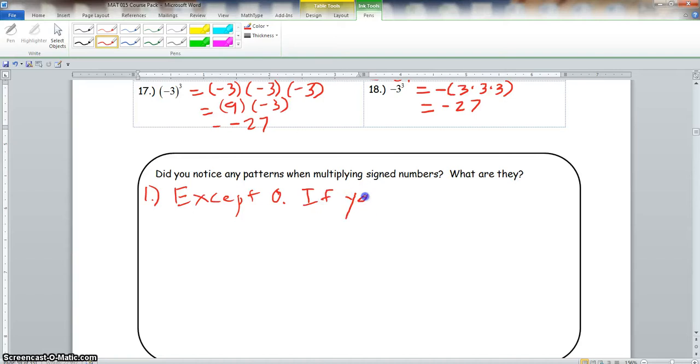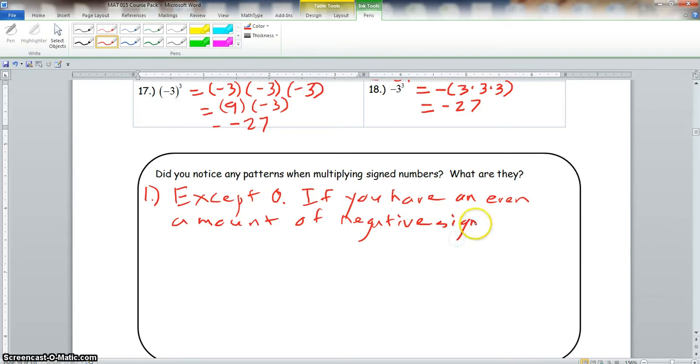If you have an even amount of negative signs, your answer is positive.